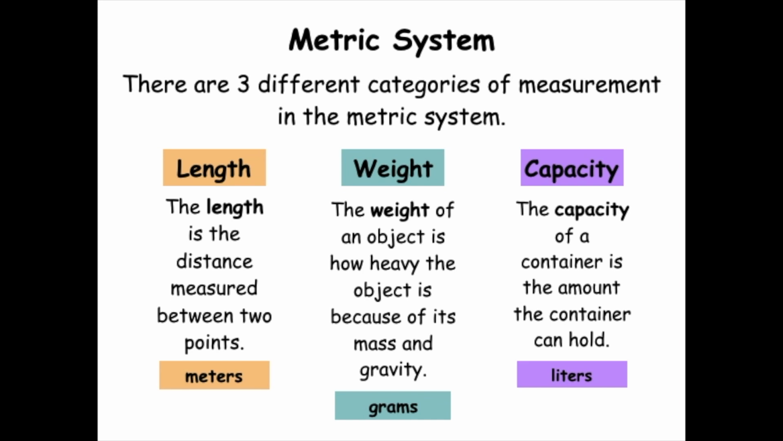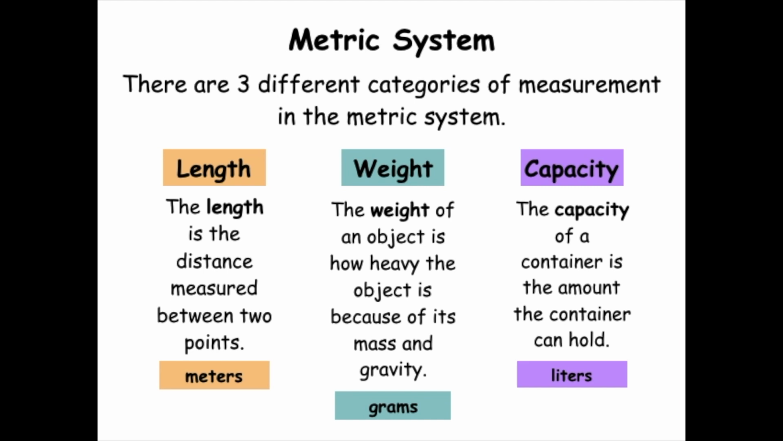Time, like I said to you in the last video, is completely separate. It's not really customary or metric because it's everywhere. So metric does have those same 3 categories, those 3 different measurement types. We just use different units when we measure them, and they follow a little bit of a different rule. So length, again, is the distance measured between 2 points, and for metric units, we're going to use meters.